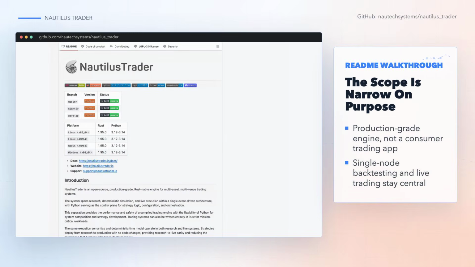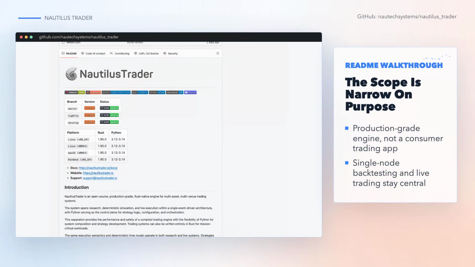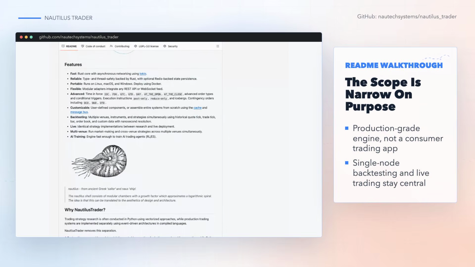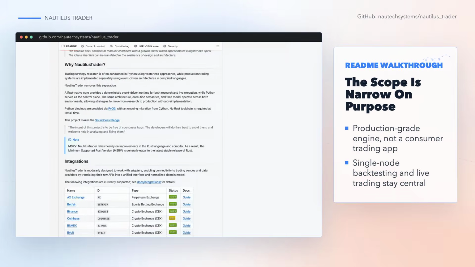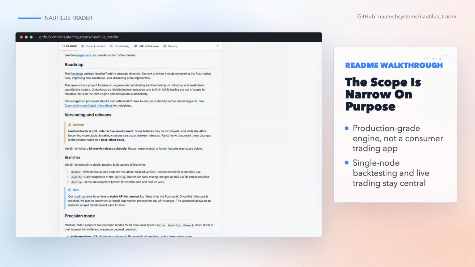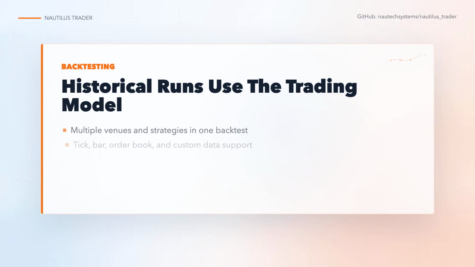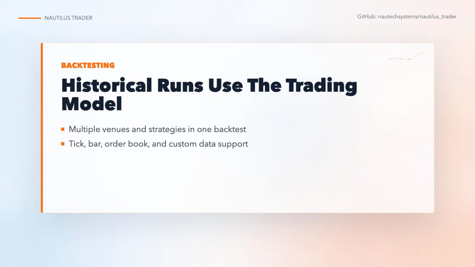The README is unusually direct about what kind of project this is. It calls NautilusTrader a production-grade Rust-native engine for multi-asset, multi-venue trading systems. The feature list focuses on reliability, portability, modular adapters, backtesting, live deployment, and market making across venues. The stated scope is also restrained. The project is focused on single-node backtesting and live trading for individual and small-team quantitative traders, not a giant dashboard product.